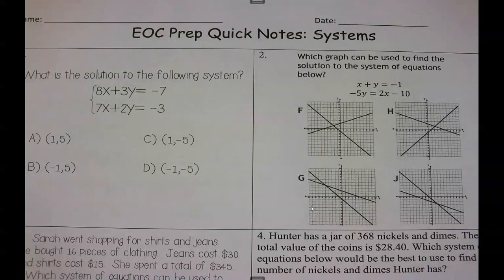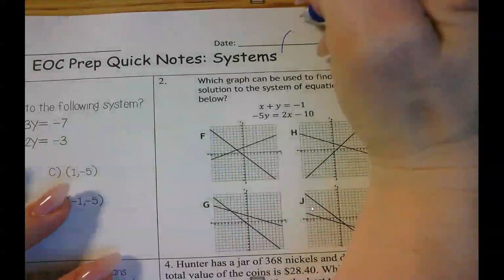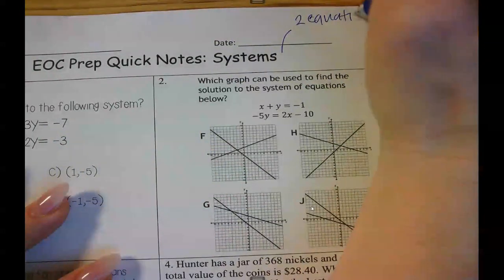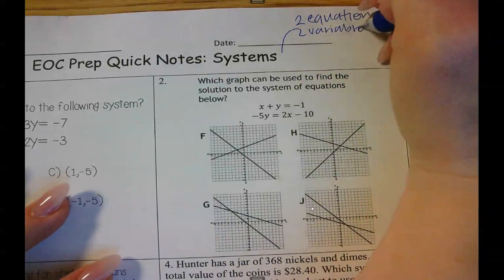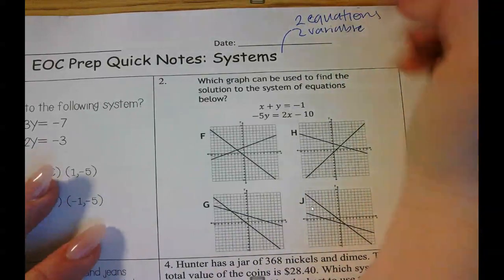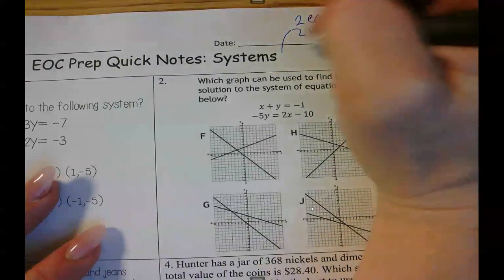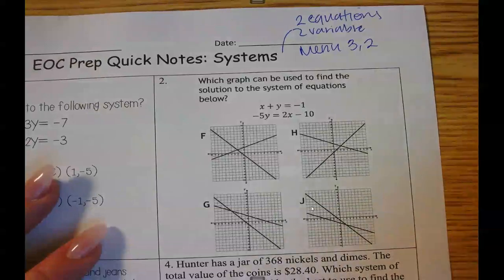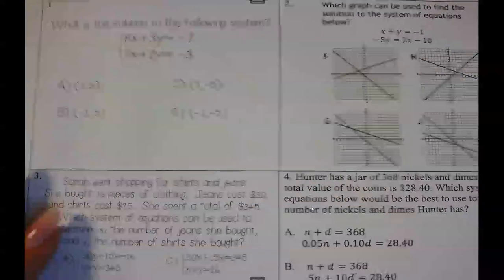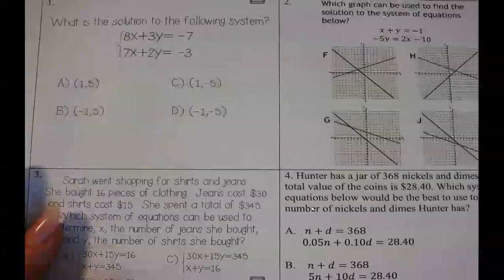Solving systems of equations. Systems of equations are when we have two equations and two variables, two unknowns. Generally, we're going to have an x and a y. In our calculator, we are going to be utilizing menu 3, 2. And I'll show you that in a second. All right, these are the different types of questions that we could have.